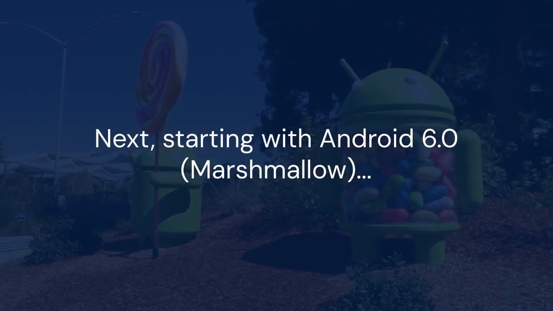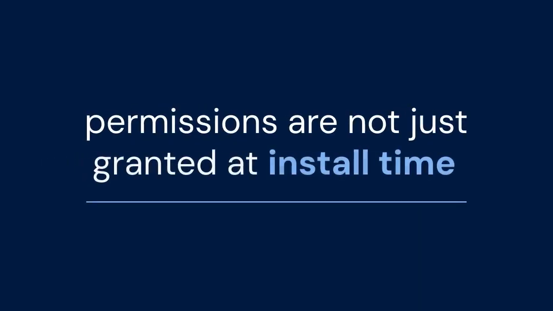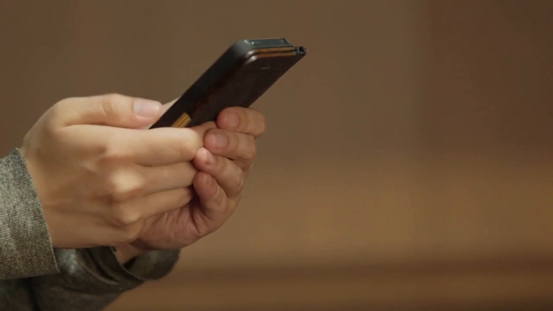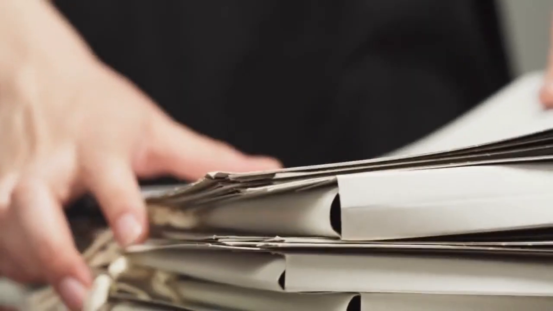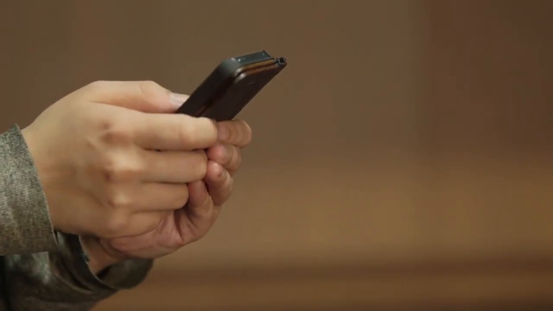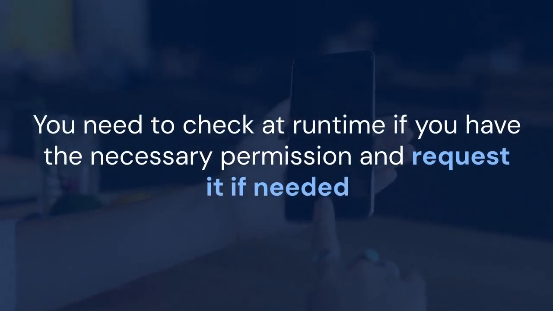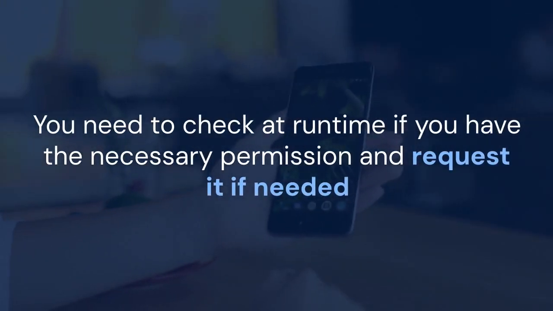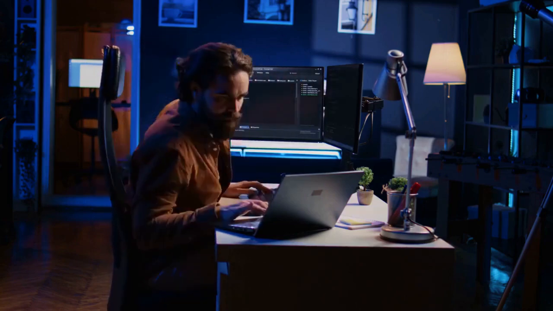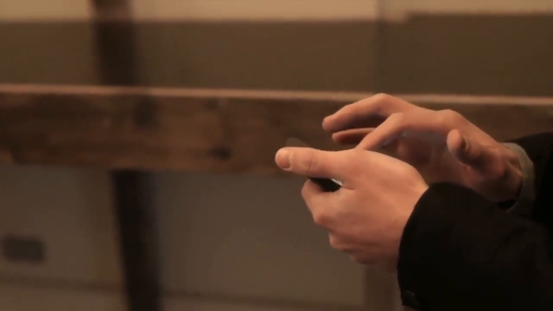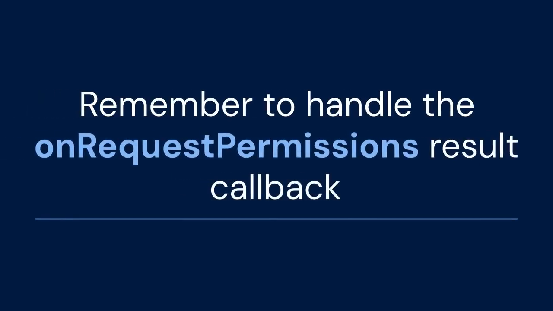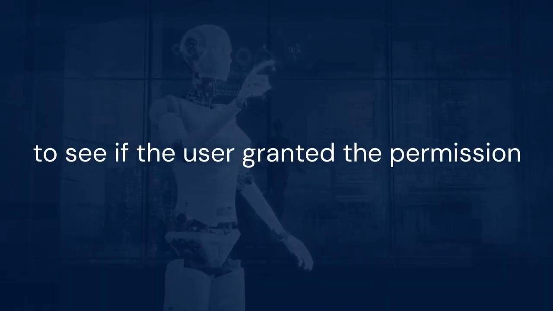Next, starting with Android 6.0 Marshmallow, permissions are not just granted at install time. Users are prompted at runtime to grant certain dangerous permissions. So, even if you've declared the permission in your manifest, the user might have denied it. You need to check at runtime if you have the necessary permission and request it if needed. Use ActivityCompat.checkSelfPermission to check and ActivityCompat.requestPermissions to request. Remember to handle the onRequestPermissionsResult callback to see if the user granted the permission.